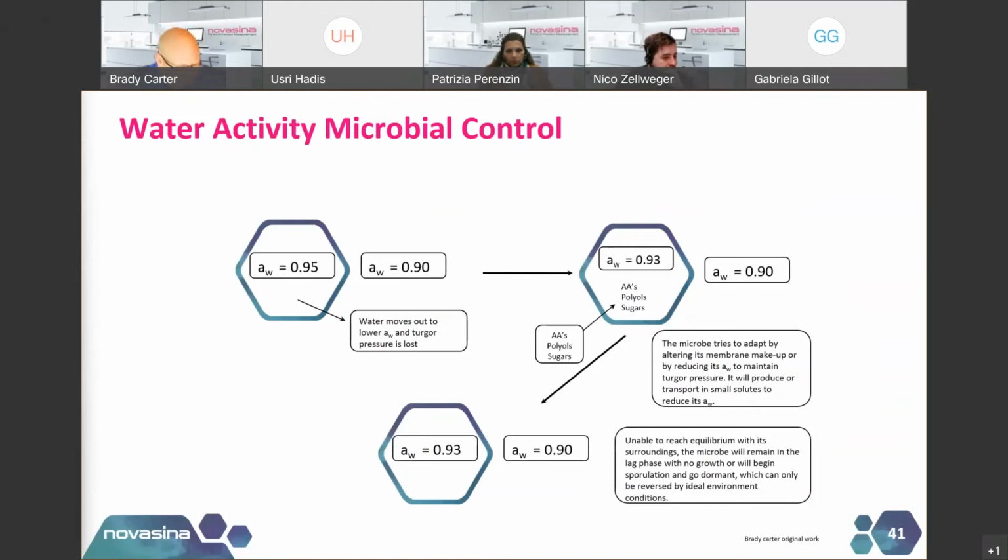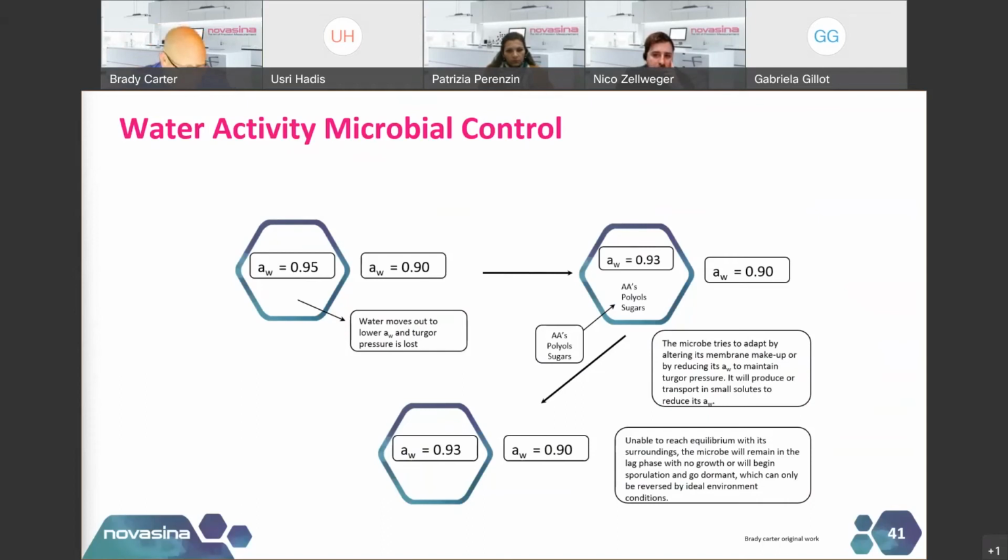Now, while it does this, it tries to adapt by lowering its internal water activity. And each one of these organisms has its own unique capability to do this. That's why they each stop growing at different water activities, that being dictated by how effectively they can change their internal water activity. But even after this, it may be a situation where they can't get low enough to get lower than the environment, in which case they go fully dormant.